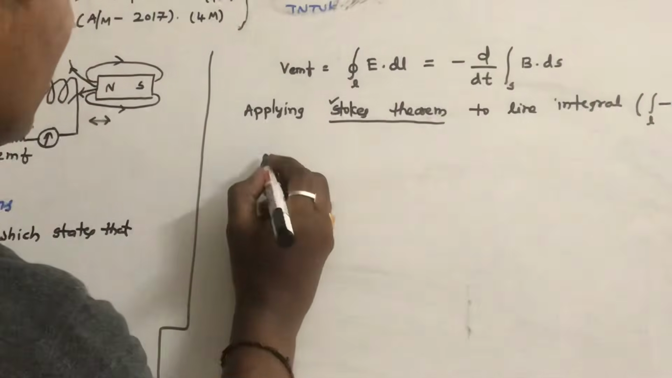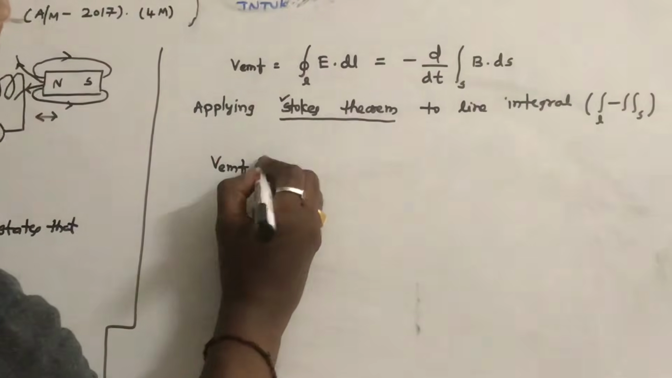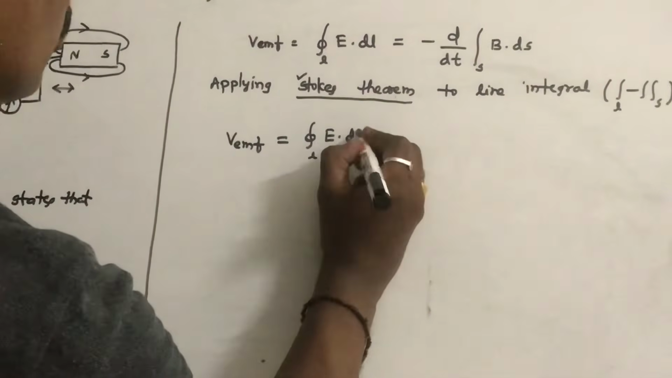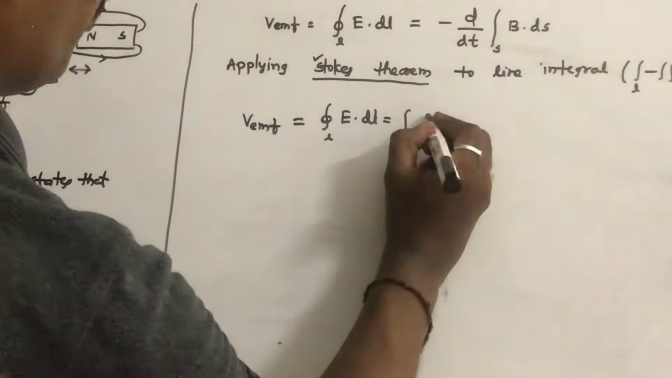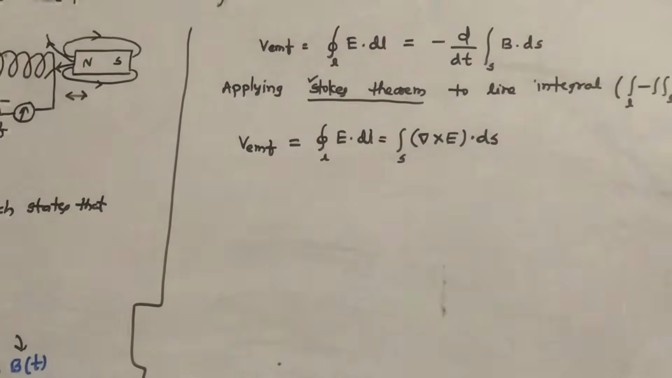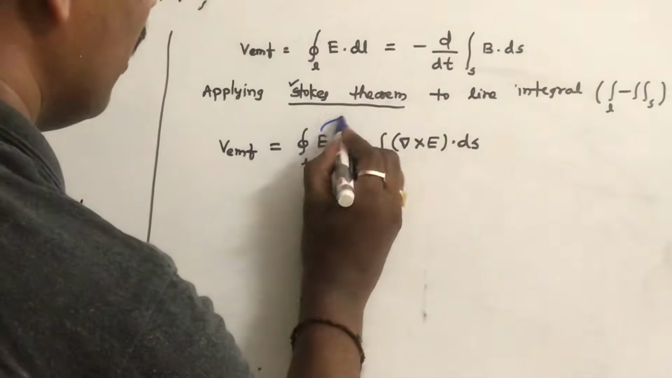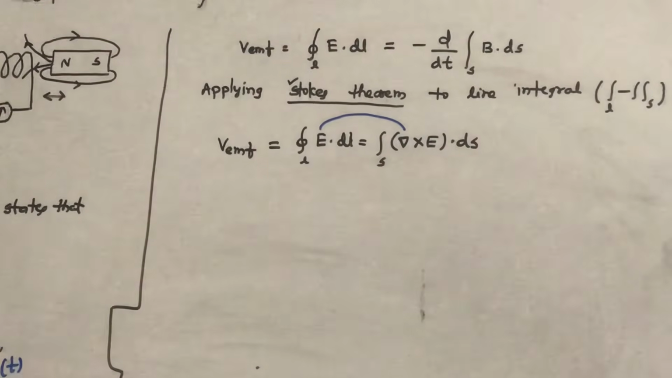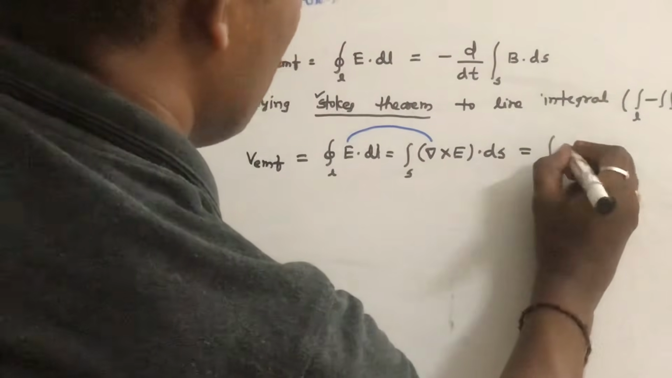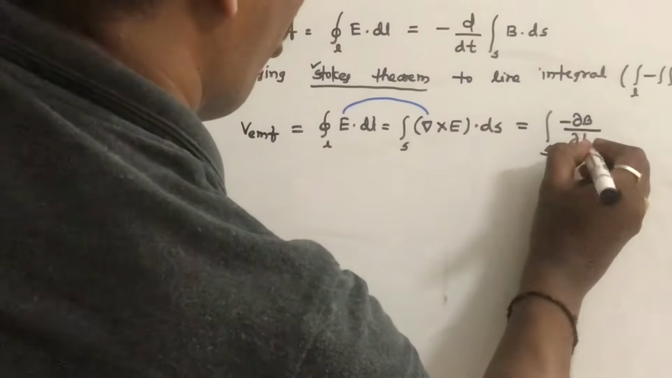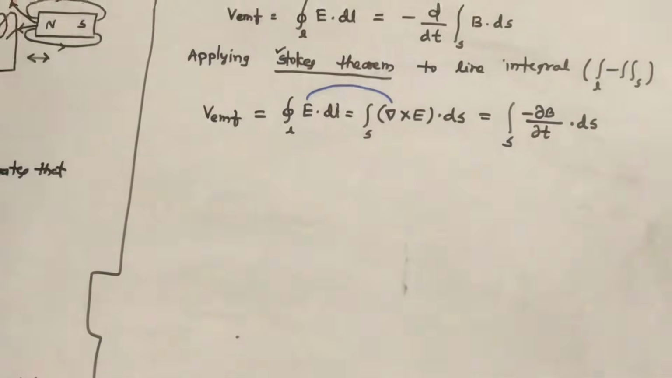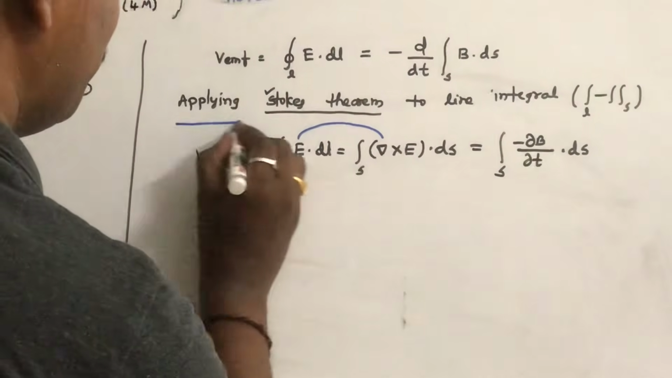So therefore this equation is written as V EMF is equal to closed line integration of E dot dl. If you apply Stokes theorem to this, we have to take the curl, del cross E dot ds. If you take d by dt inside, this is written as minus dou B by dou t dot ds. If you take d by dt inside, it becomes partial differentiation.